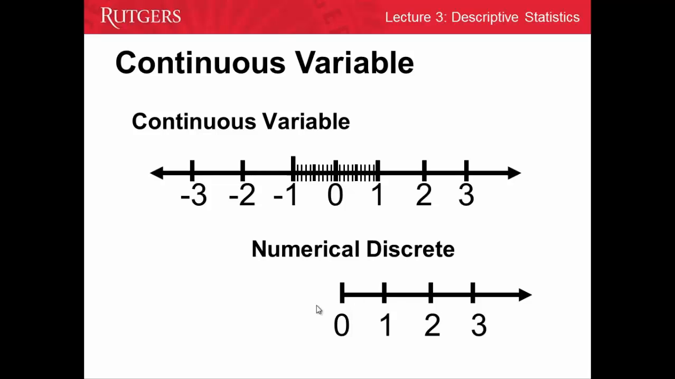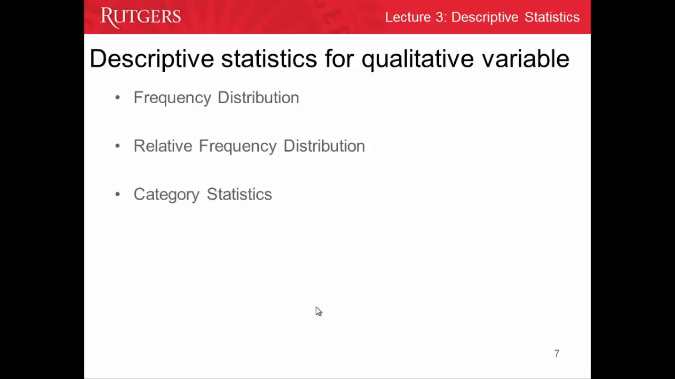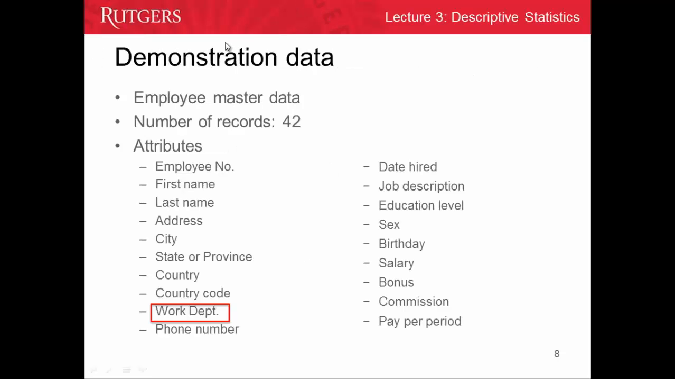Okay, now we have got a basic understanding of these two data types, and then we are going to introduce the descriptive statistics for each type of data. First, let's focus on the qualitative data. For the qualitative data, we can do the following descriptive statistics, like the frequency distribution, the relative frequency distribution, and the category statistics. I'm going to demonstrate these descriptive statistics using a dataset called the employee master data.